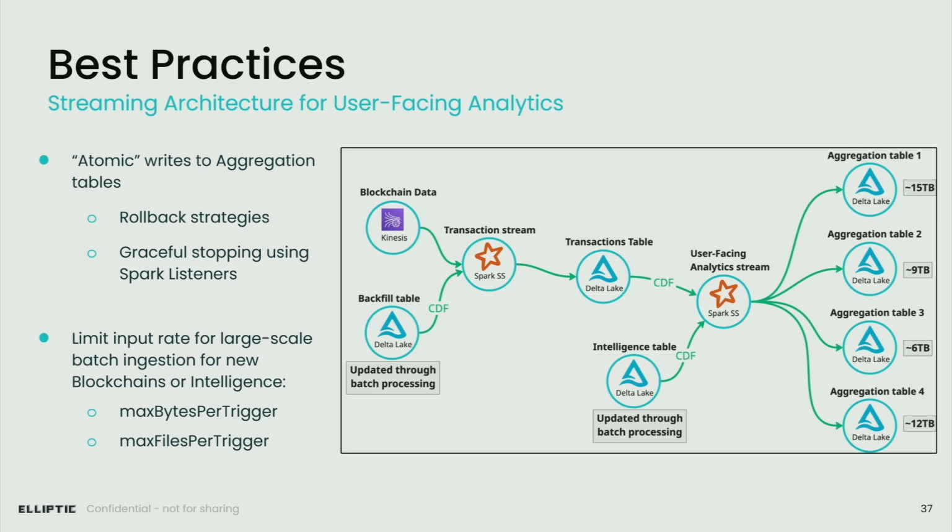We can see here we have 2 streaming jobs. The first one is the transaction stream, reading from 2 sources. The first one is blockchain data coming in and streaming. We have 50 different Kinesis streams, one for every blockchain, and this is being read by the transaction stream. And this stream is reading as well from another table, the backfill table.